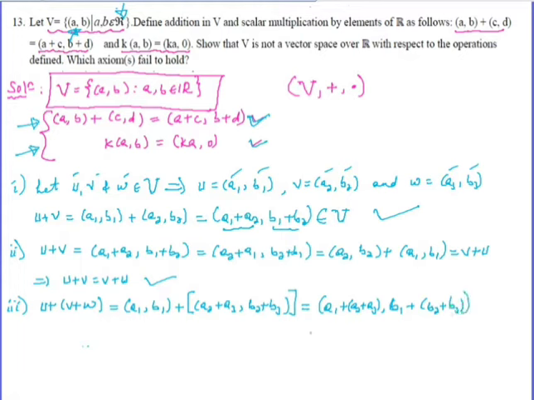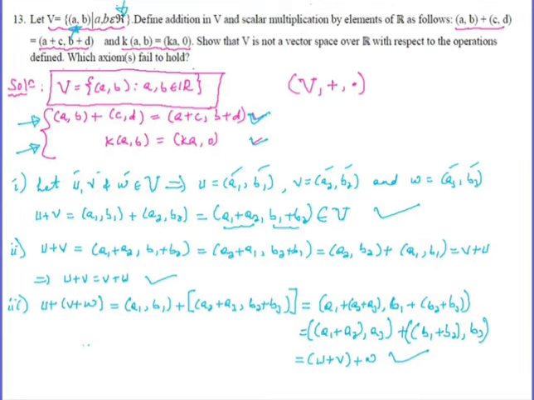Since real numbers are associative, we can rewrite this as A1 plus A2 plus A3, B1 plus B2 plus B3, okay, ማለት ነው. So ይሄ ምን ይሆናል ማለት ነው? U plus V plus W ይሆናል ማለት ነው. Still the associative property of vector addition is satisfied. ሶስተኛው axiom ችግር የለበትም. አራተኛው axiom existence of additive identity ነው.